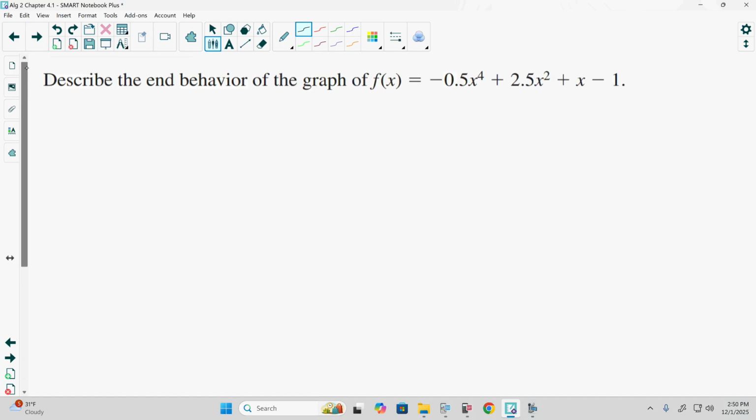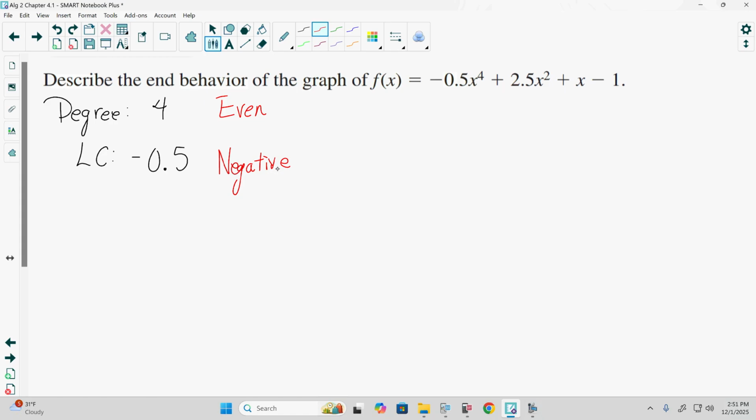Describe the end behavior of the graph f of x equals negative 0.5x to the fourth plus 2.5x squared plus x minus 1. So the two main things I need are the degree and leading coefficient. So what is the degree of this here? 4. What's our leading coefficient? Negative 0.5. Now the degree for this here is even. And the leading coefficient is negative, yes?